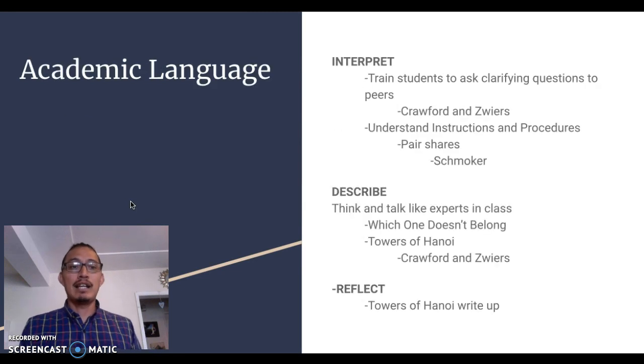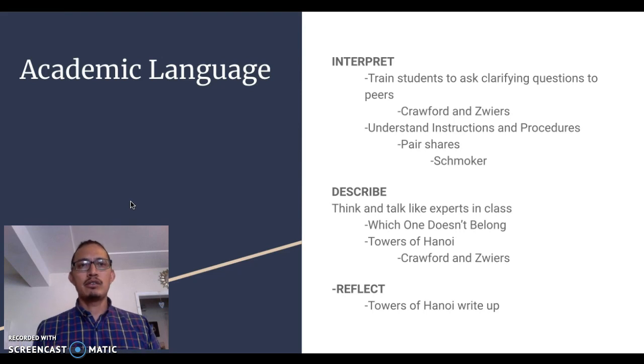With academic language, with interpret, I train students to ask clarifying questions to peers. For example, when they were working together in groups to figure out the formula, students were asking clarifying questions to their peers about why they had chosen a certain formula. And also when I was giving instructions, I had them do a pair chair where each one of the pairs would tell each other what the instructions were.